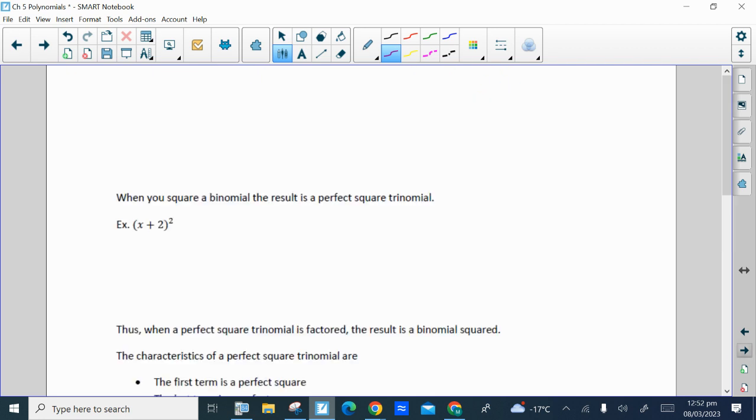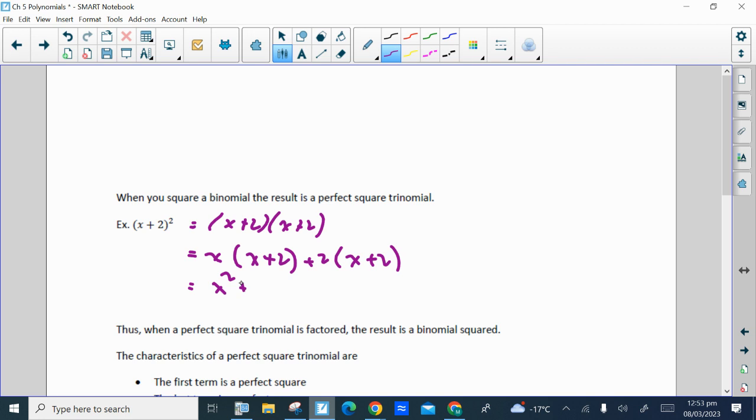Okay. So let's see what this last type of factoring is. It's called factoring what's known as a perfect square trinomial. So when you square a binomial, the result is a perfect square trinomial. Remember, when you square something, it means multiplying it by itself. So x plus 2 all squared means x plus 2 times x plus 2. And we could do that using distributive property, which gives us x squared plus 2x plus another 2x plus a 4, or x squared plus 4x plus 4.